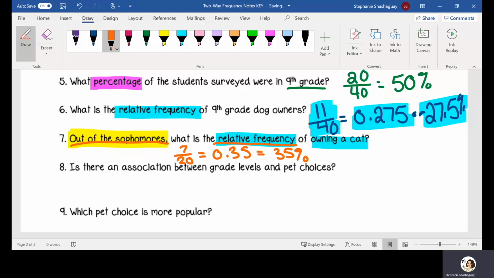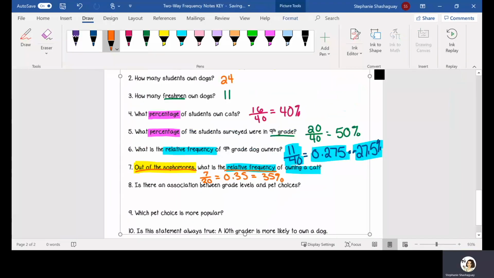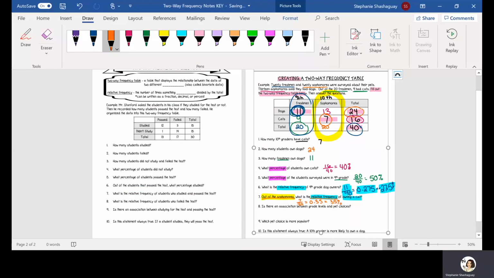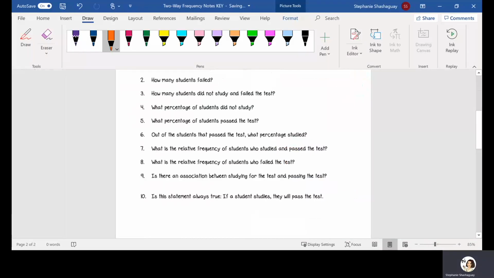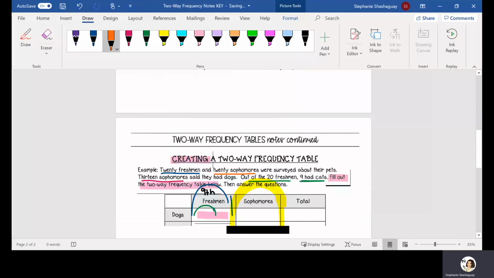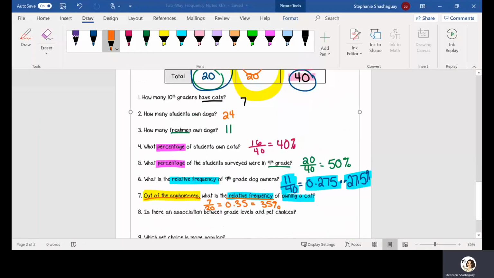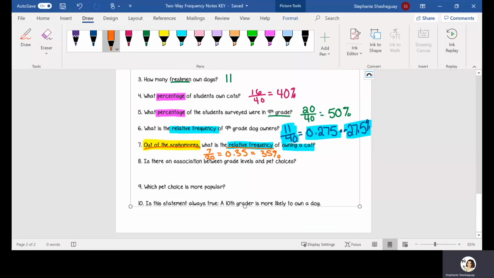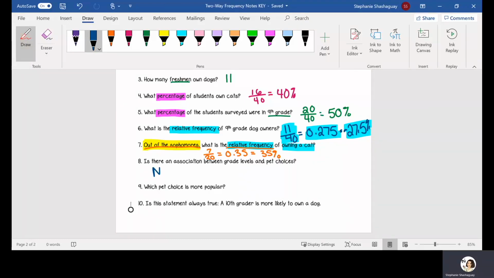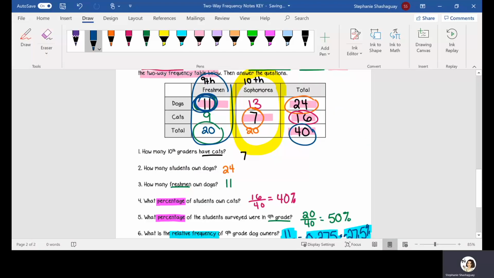So is there an association between grade levels and pet choices? Well, if you look at the data here in this two-way frequency table, there is definitely not an association. There is no link or cause for a student or a specific grade of student. So we're going to put no. There's no trends. There's no association. There's no causation.